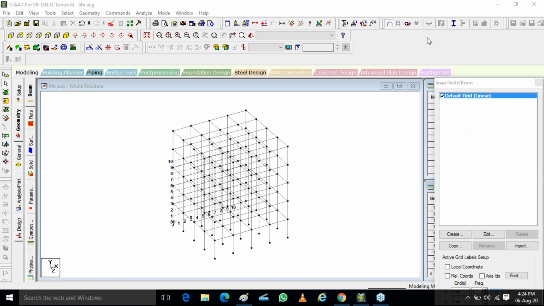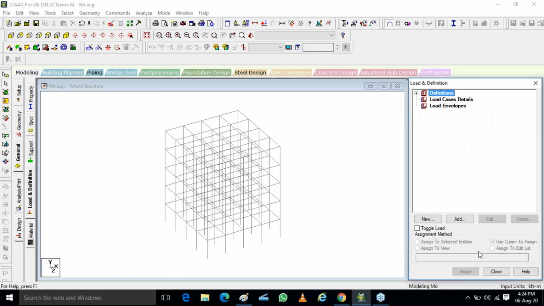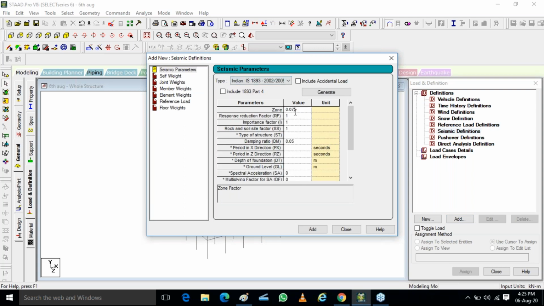So what we'll do, we'll follow the same building with the same loads, and the definition will also be the same. I'll go to general load in definition. I'll just define my seismic load first. Add. As per my codes, as I have told you earlier, I have memorized these things a bit.